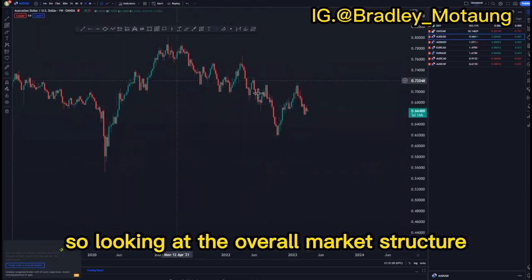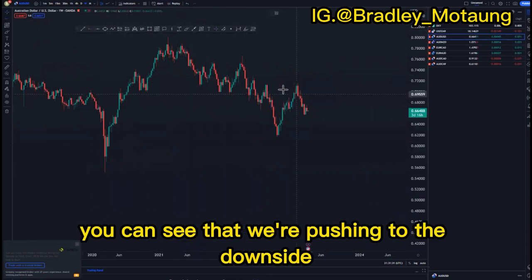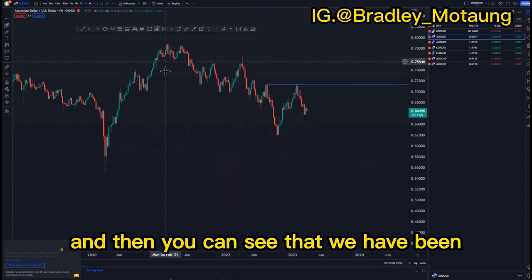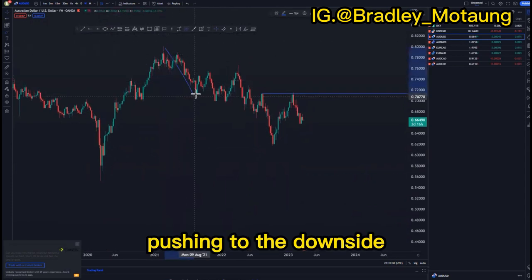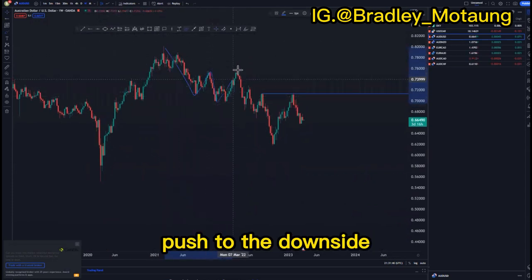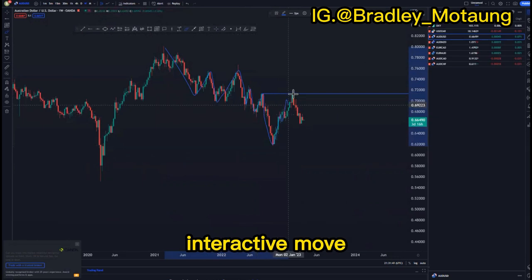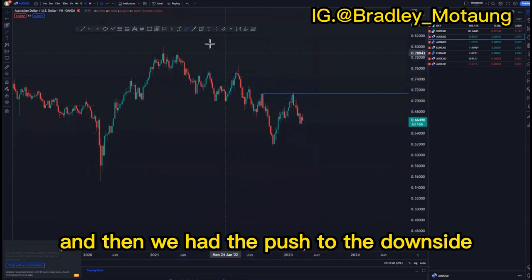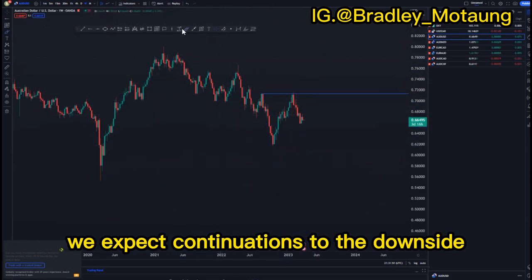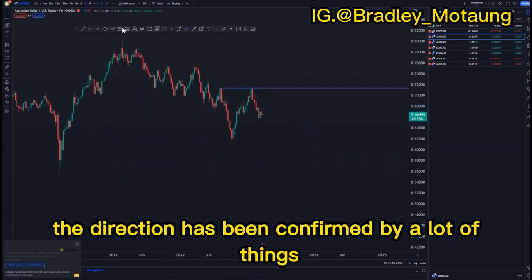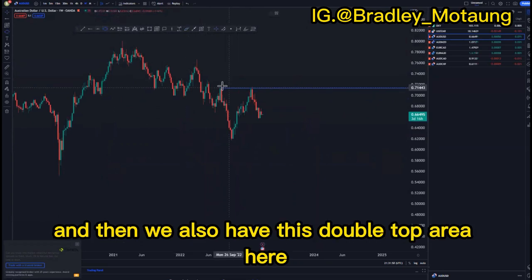So looking at the overall market structure on the weekly time frame, you can see that we're pushing to the downside. We have created a double top. And then you can see that we have been pushing to the downside, corrective move, push to the downside, corrective move, push to the downside, corrective move, and then we had the push to the downside. So initially on this one, we expect continuations to the downside just because already the direction has been confirmed by a lot of things. And then we also have this double top area here.